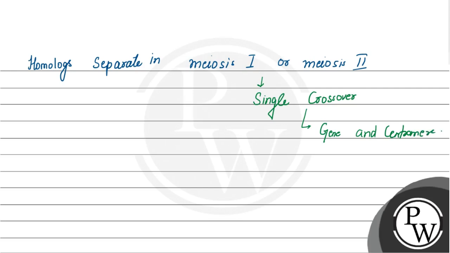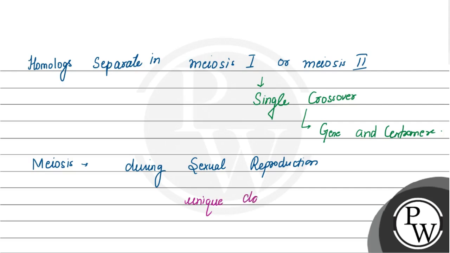If we talk about meiosis, what is meiosis particularly? It is a type of cell division that occurs during sexual reproduction. And this process helps to produce unique daughter cells, which is the reason why we have unique DNA.